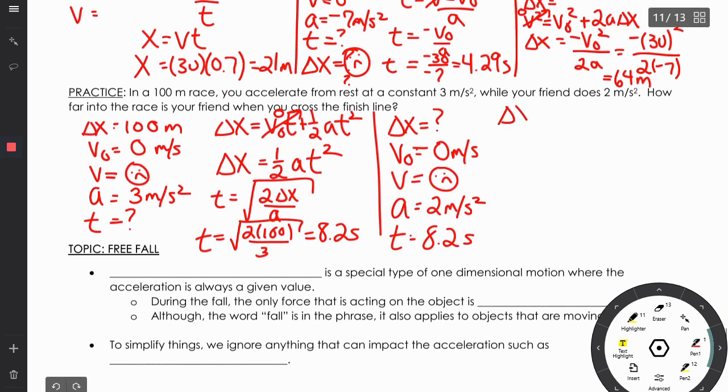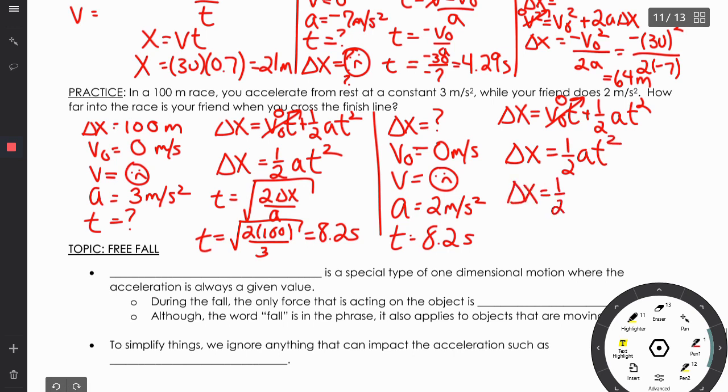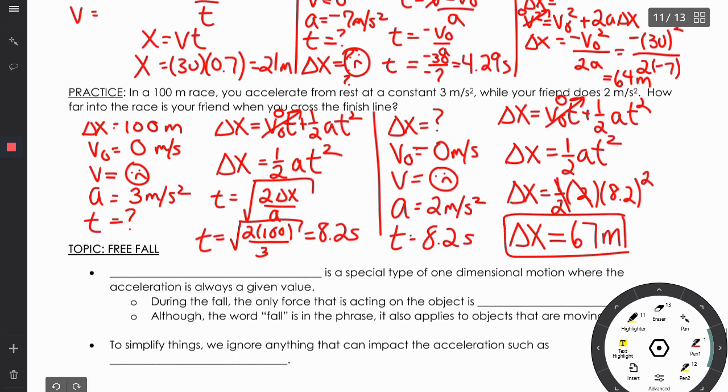So you can use the same equation. Delta x equals v0t plus 1/2 at squared. Do some simplifying, and now we don't have to do any solving, we just have to plug in. So delta x equals 1/2 times 2 times 8.2 squared. This 2 cancels out the 1/2, so really our answer is just 8.2 squared, which ends up being about 67 meters. So they are 67 meters into the race when we finish the race. It means they have about 33 meters left to go.